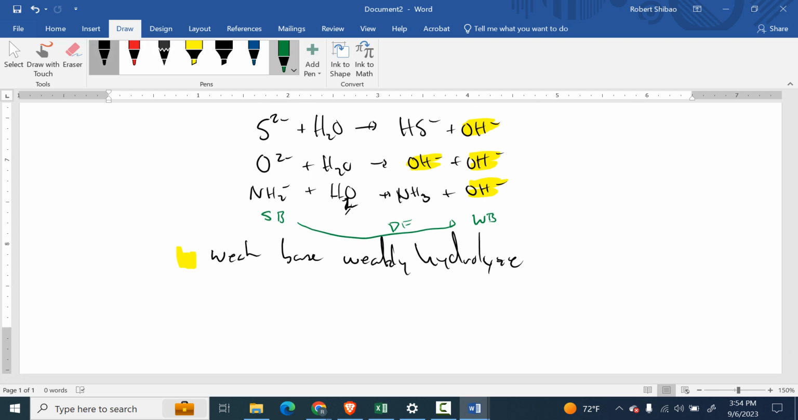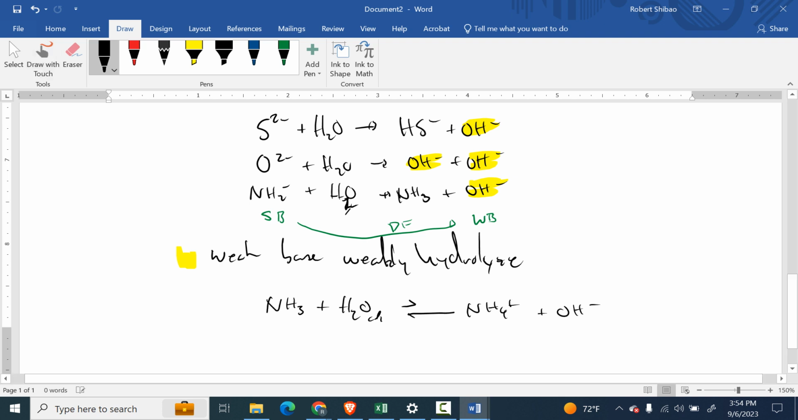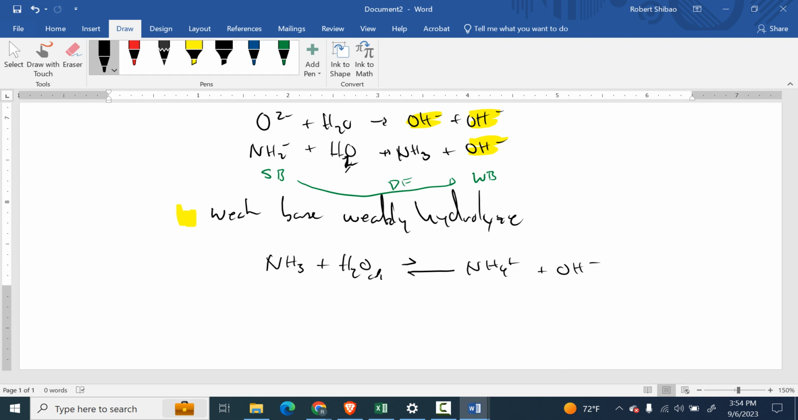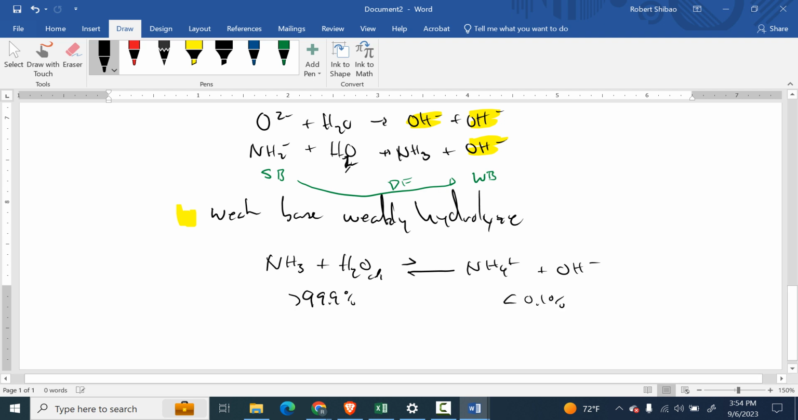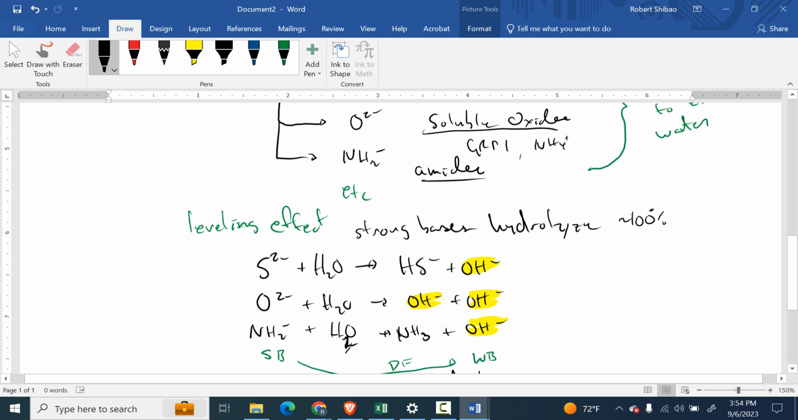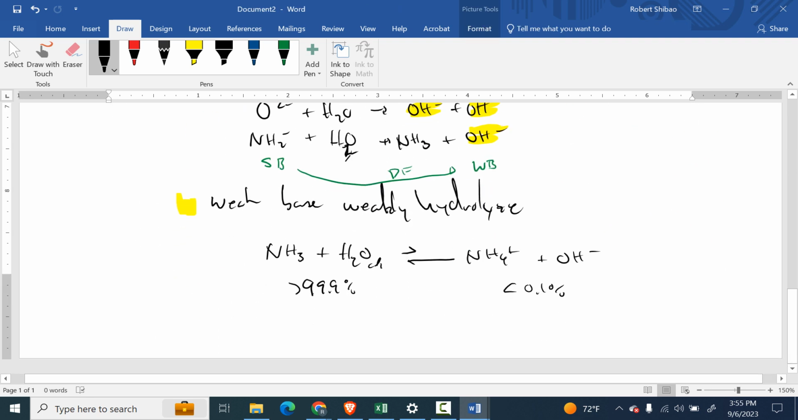However, if we have a weak base like ammonia, ammonia just weakly hydrolyzes. And so if we have ammonia, it doesn't ionize, it hydrolyzes. When it hydrolyzes, it forms a little bit of ammonium and hydroxide. The percentages here I gave earlier at one time. This is greater than 99.9%, and this is less than 0.1%. So just weak hydrolysis here. That's what we have.